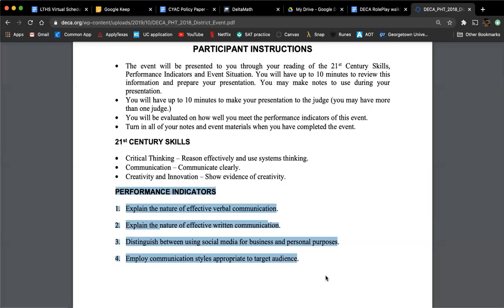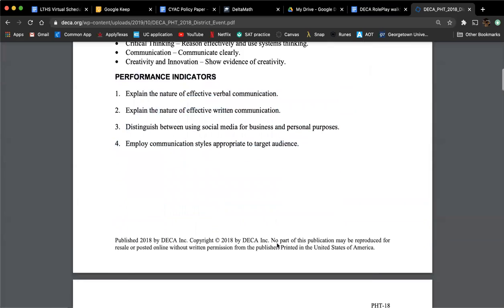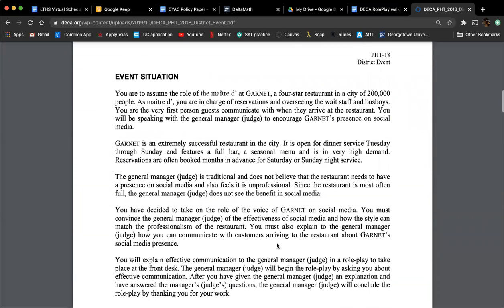So now that we have an idea of what the PIs are, you might want to quickly jot down the answers to these PIs so we can get an idea of how to incorporate them when we read the event. So for instance, for effective written communication, something to jot down would be that this type of communication is usually professional, concise, and organized. So now that we've read our performance indicators, let's keep those in mind while we read the event situation.